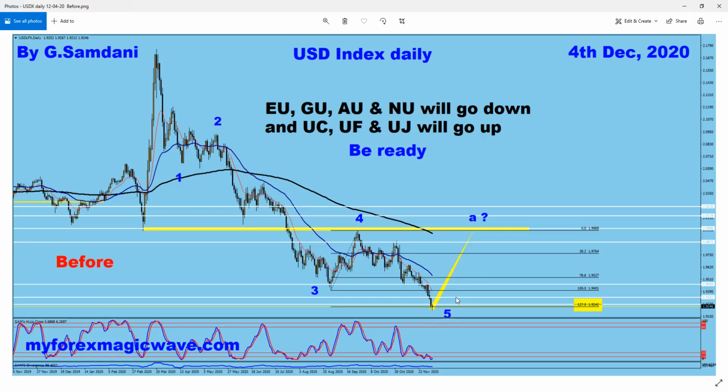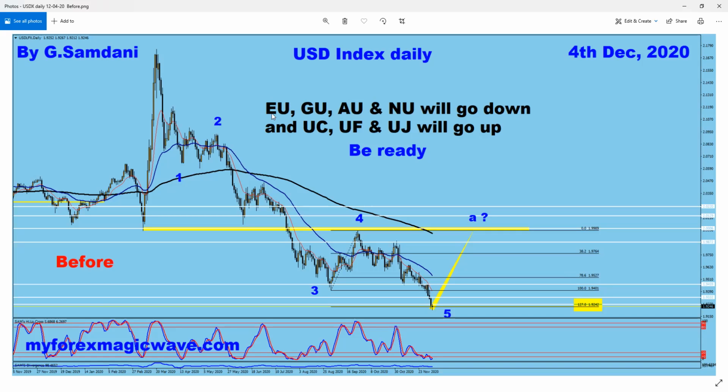So if the turn happens and the USD starts getting strong, this will happen. Euro USD, Pound USD, Aussie USD and Kiwi USD, wherever the USD is on the right hand side, these pairs will go down. And these three pairs where the USD is on the left hand side, USD CAD, USD franc and USD yen, they will go up. So four pairs will go down, three pairs will go up. Now, I just showed you Pound USD.